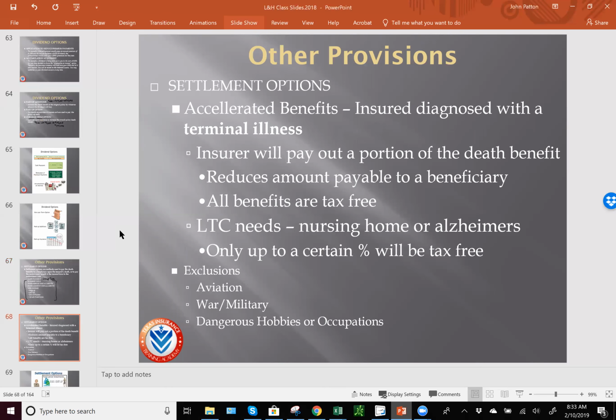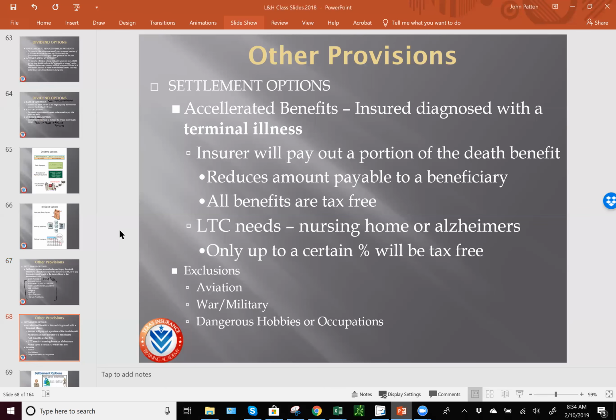All right, some other options on your death benefit here. There is the accelerated benefit option. Now, this is if the insured were to get diagnosed with a terminal illness and death is expected within 2 years, then the insurer can accelerate the payout of the death benefit to the insured so they can get it while they're still living. Accelerated benefits are tax-free to the insured. Now, the insured, if they do have a terminal illness, can take out up to 100% of the death benefit tax-free.